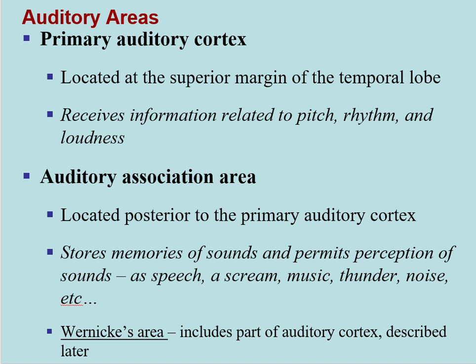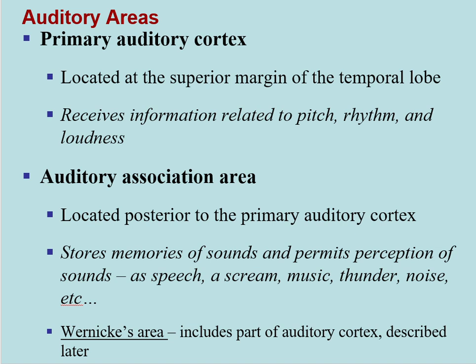Alright, next we're going to be looking at auditory areas. The primary auditory cortex is located at the superior margin of the temporal lobe, so kind of upward towards that lateral sulcus. And this receives information related to pitch, rhythm, loudness, so basic information. In order to determine if the pitch, rhythm, and loudness is a speech, a scream, music, thunder, what type of noise, do you like it, do you hate it?